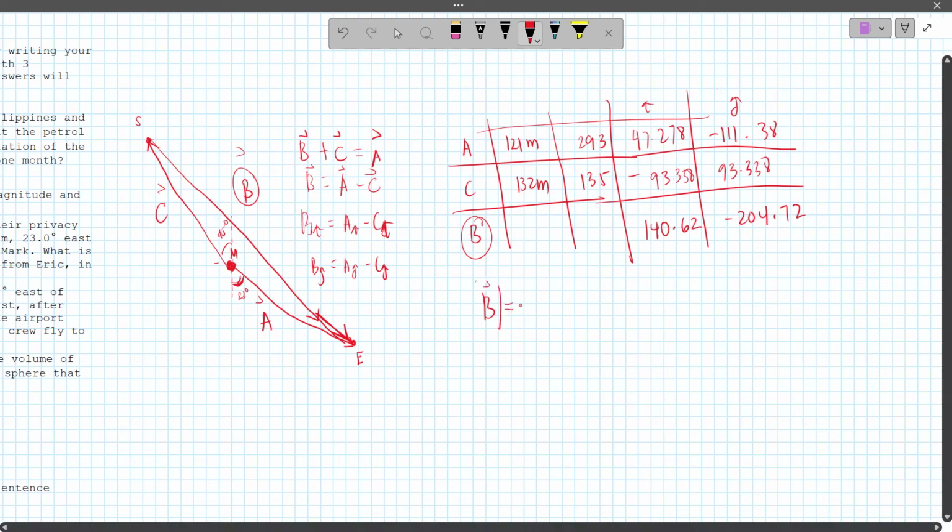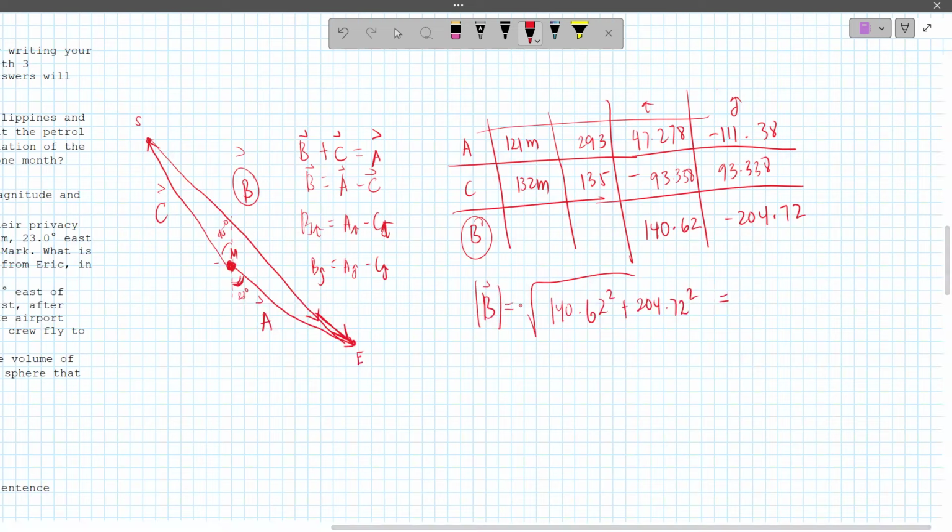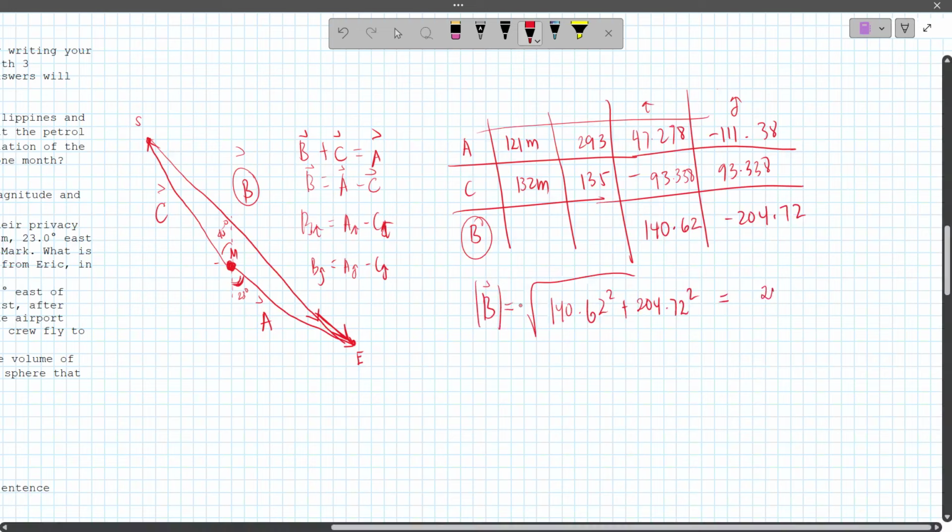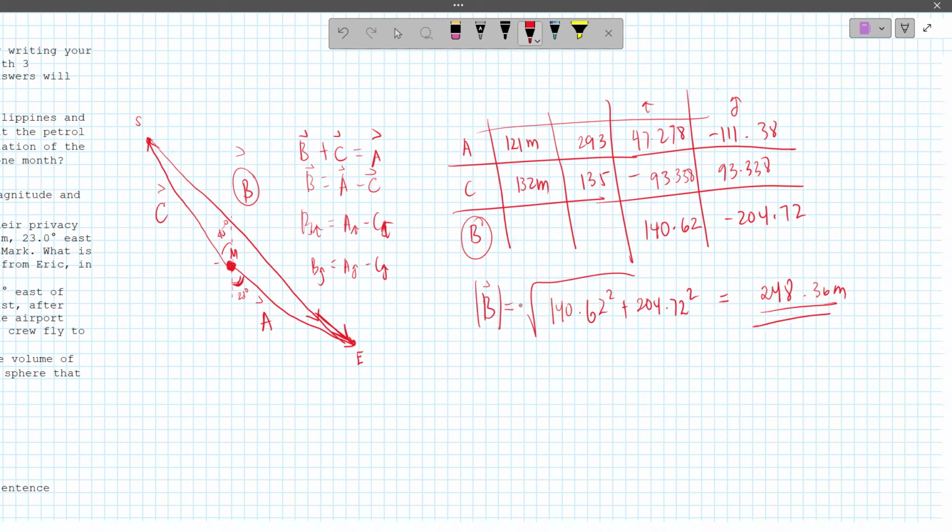So, we can now get the magnitude of B by getting the square root of the sum of the squares. Okay, so you have 140.62 squared plus 204.72 squared. Okay, so this will give me 248.36 meters, meaning to say, ganito kalayo yung lalakarin ni Sean to Eric, 248 meters. And then, oh, sobrang layo, diba?